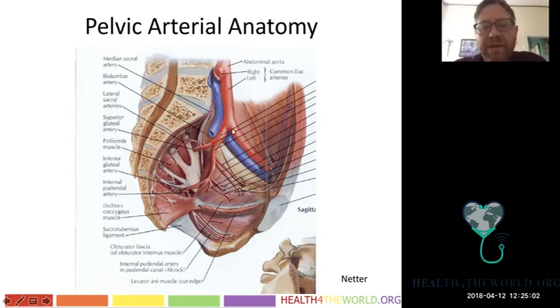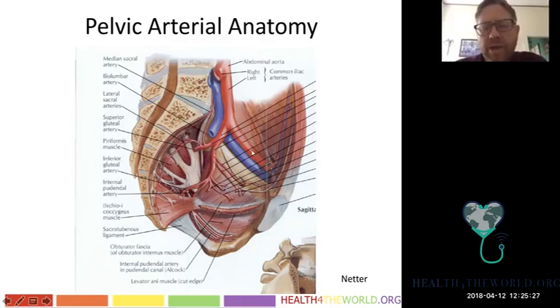Now, the blood supply of the leg and thigh and foot are derived largely from the external iliac artery. And so when we have a blockage here or an occlusion, we call this an inflow problem to the lower extremity. An outflow problem would be something lower down, like, for example, in the superficial femoral artery. And I'm talking mostly about atherosclerosis.